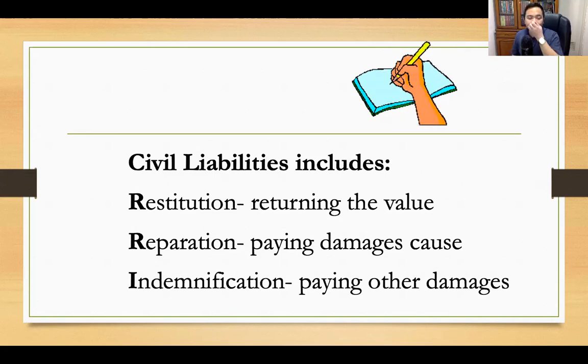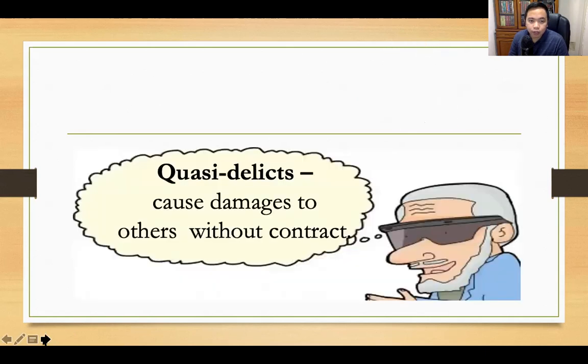Another civil liability arising from crime is reparation. You have to pay damages for whatever inconvenience that the commission of the crime has caused against a party. Then indemnification or the payment of damages. These 2 concepts are similar.